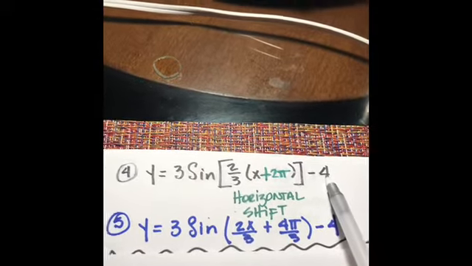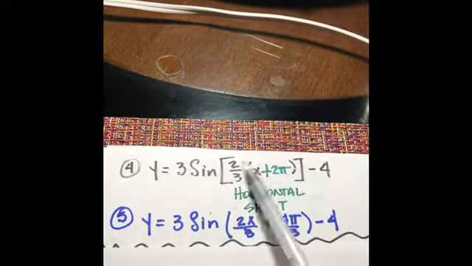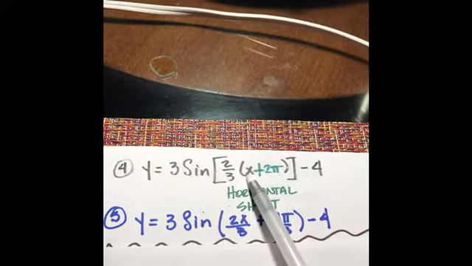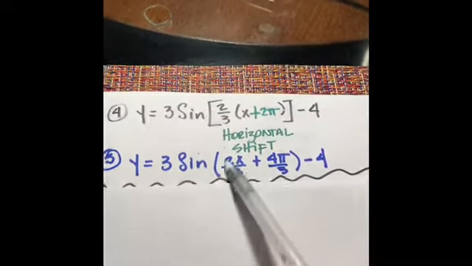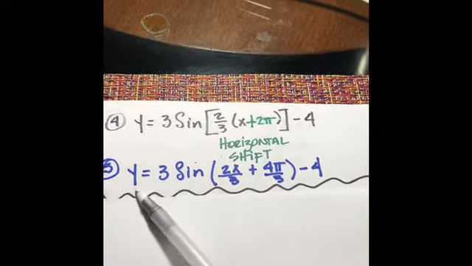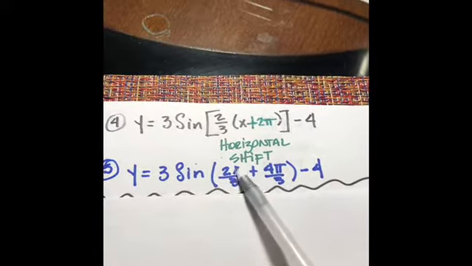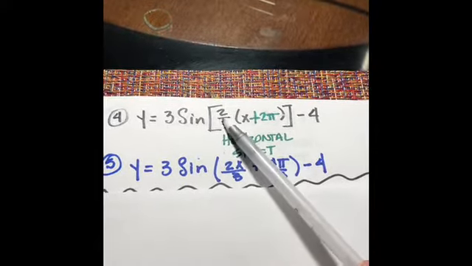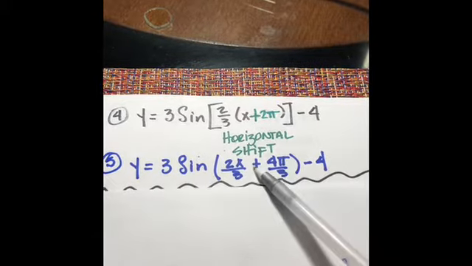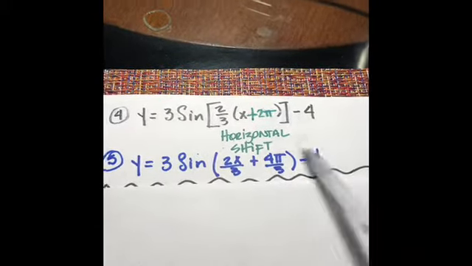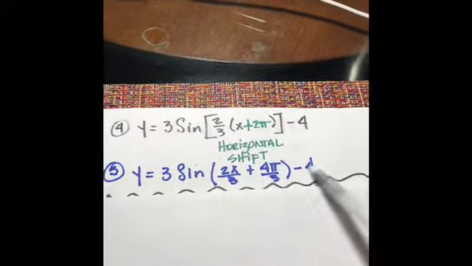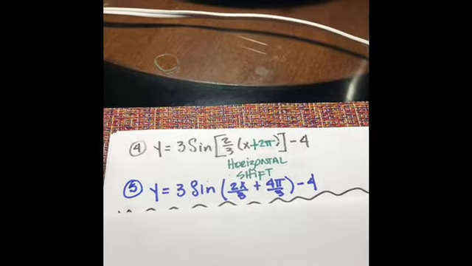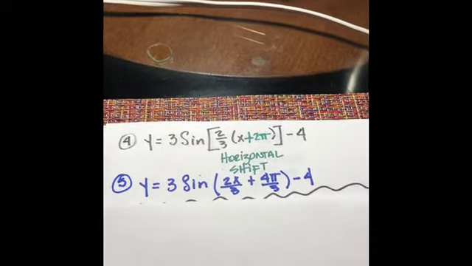And the last thing that I have left to do is to distribute the 2 over 3 with the x and the 2 pi, and I will end up having y equal to 3 sine of 2x over 3 plus 4 pi over 3, because if I multiply the 2 over 3 times 2 pi, I will have 4 pi over 3, minus 4. And this is going to be my final equation for that problem in particular.